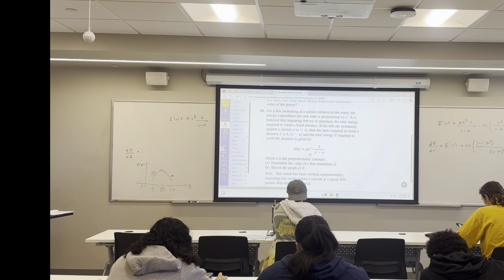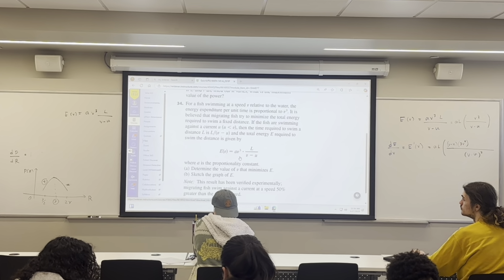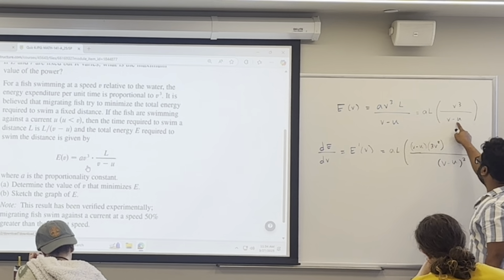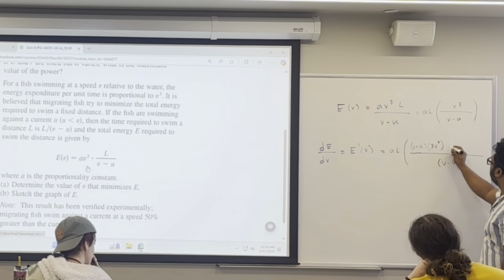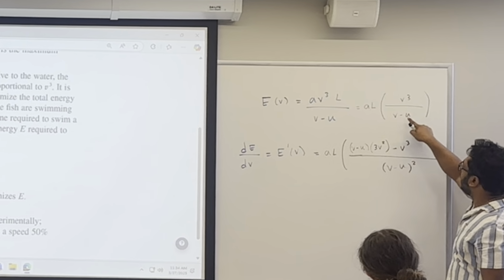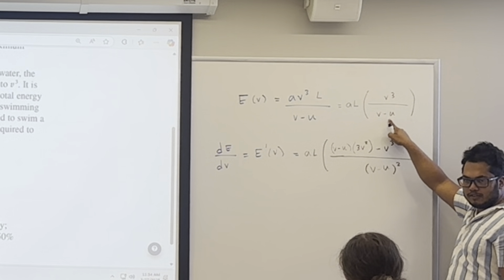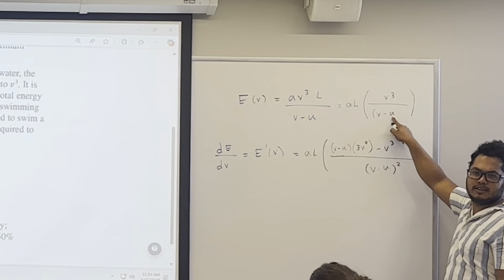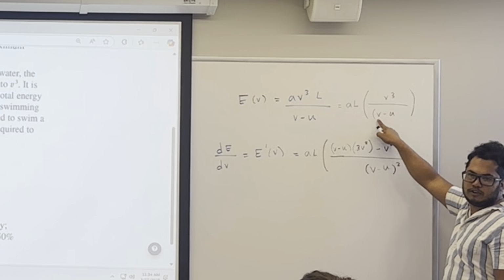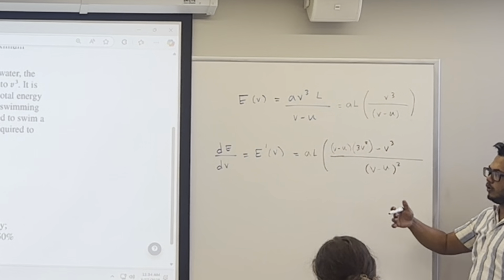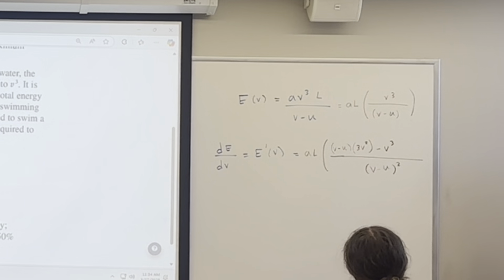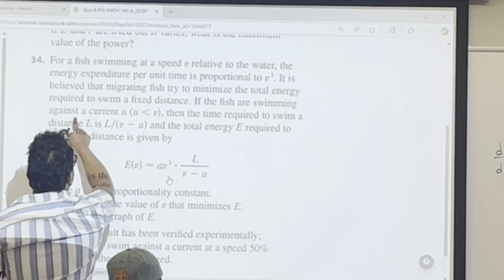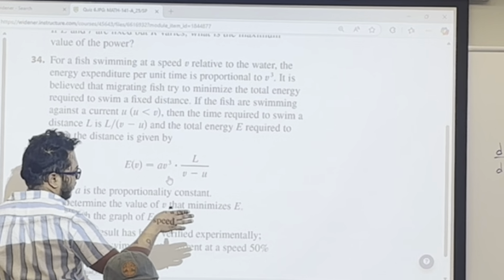If you take the derivative of the bottom, v minus u, it's just 1. Clear? Denominator times the derivative of the numerator minus numerator times the derivative of the denominator. What is the derivative of the denominator? If you take the derivative of this, u is a constant, so it's just 1, because you differentiate just v. u is the speed of the water. If the fish are swimming against a current, u. Current means u.